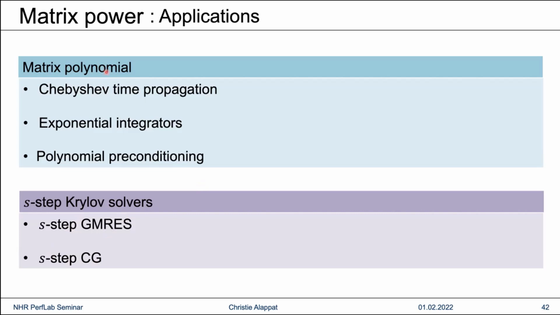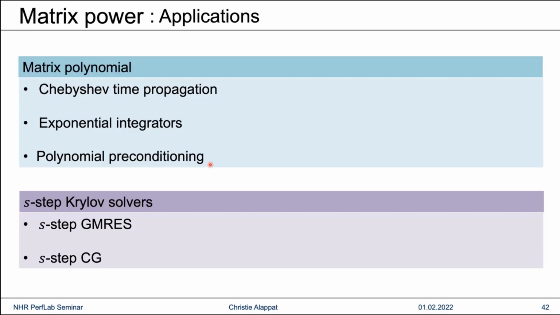So if any one of you has applications that you think could use matrix power, please feel free to contact me. Or even if you have applications that use GMRES solvers or polynomial preconditioning, we could try using RACE and trying to speed up the performance of these methods or algorithms.